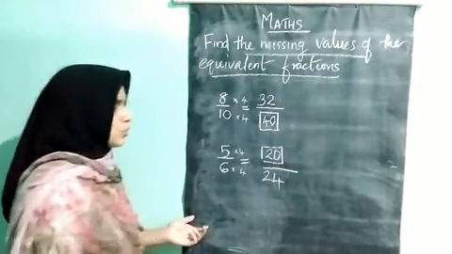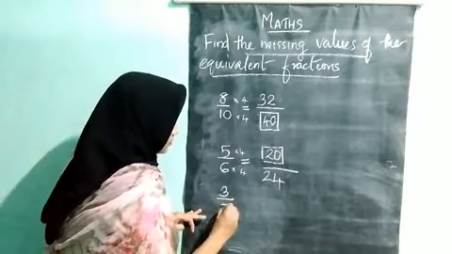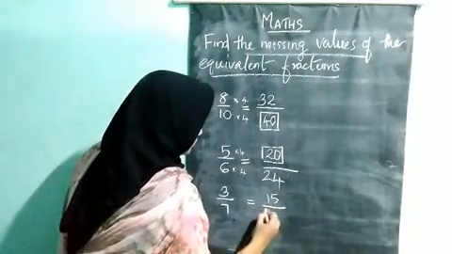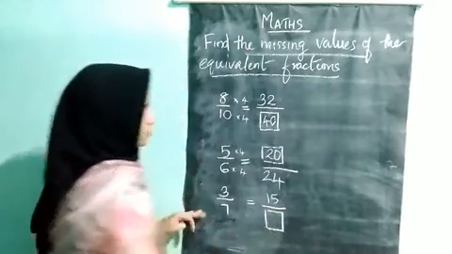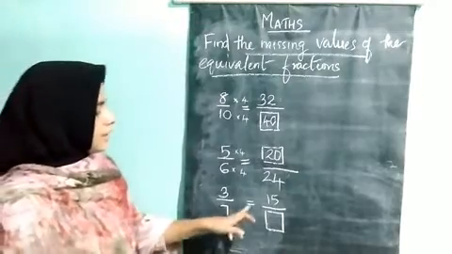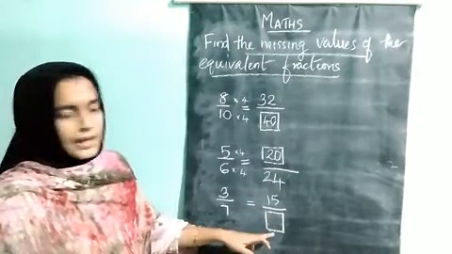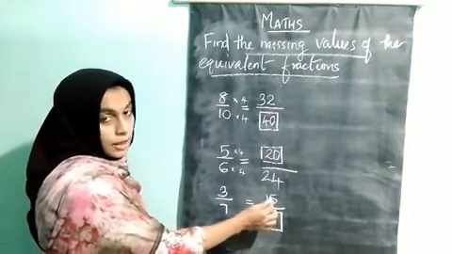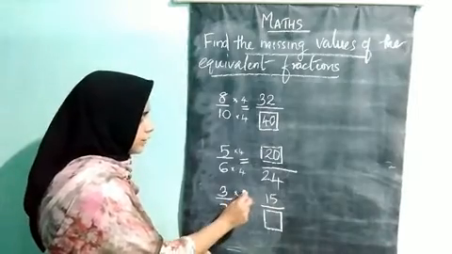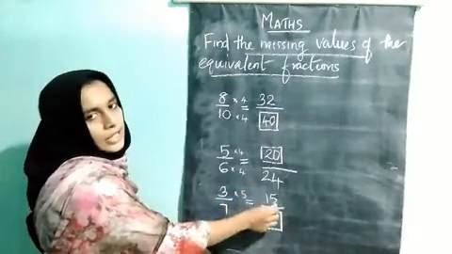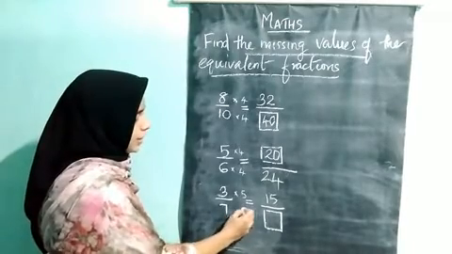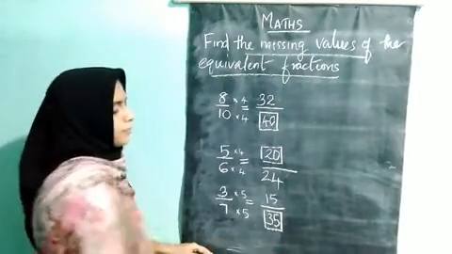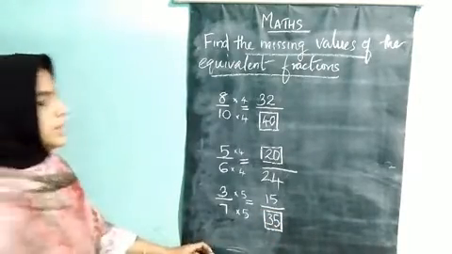We can do two more questions. 3 by 7 equal to 15 by dash. So 3 becomes 15 by which number? By multiplying with 5. 3 5s are 15. So denominator also you multiply with the 5. Then 7 into 5, 35. Clear children?